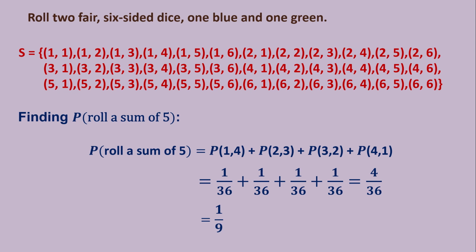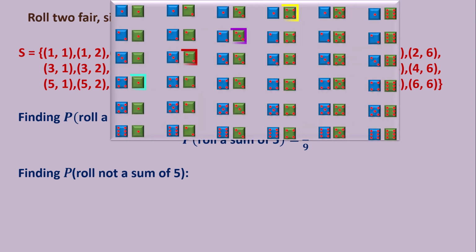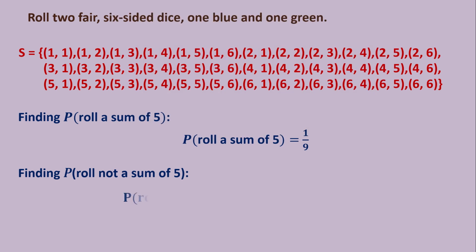How about the next one? Finding the probability of not rolling a sum of 5. Let me consider the sample space again. We know these 4 are the only ones that give the sum of 5, so the rest of the elements are not the sum of 5. How many then? There are 32 outcomes, right? And how many total? 36. So 32 over 36, that means 8 over 9.